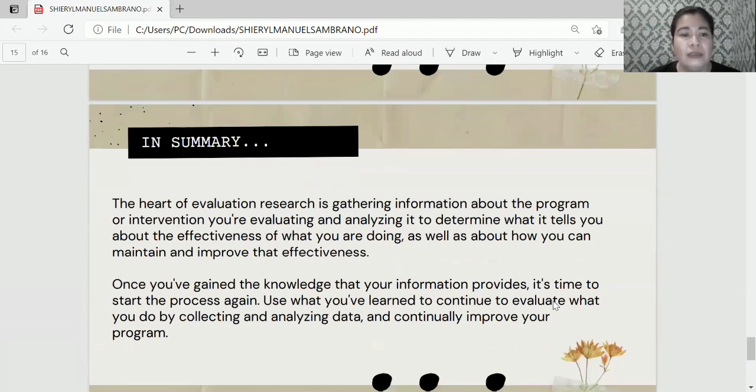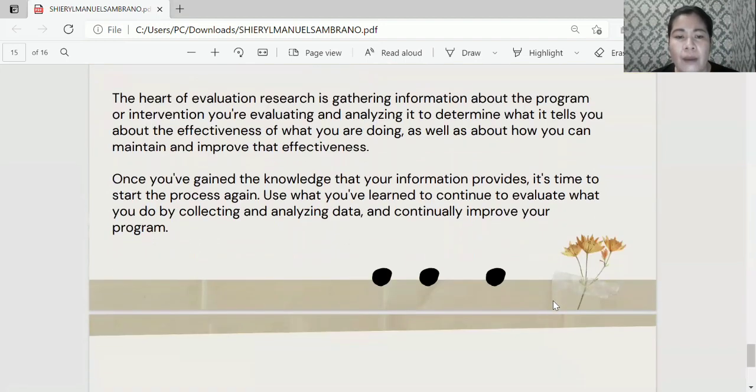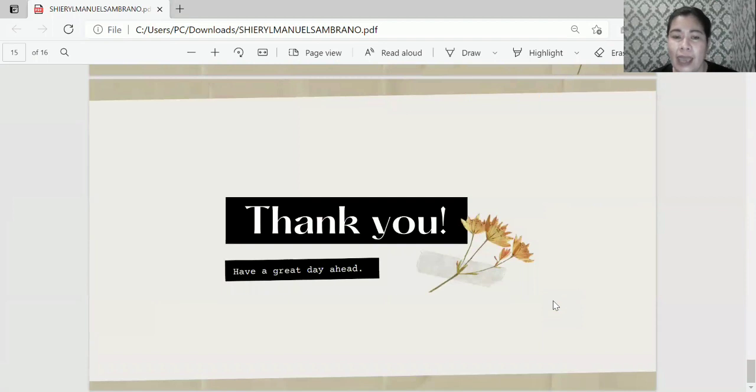In summary, the heart of evaluation research is gathering information about the program or intervention you're evaluating and analyzing it to determine what it tells you about the effectiveness of what you are doing, as well as about how you can maintain and improve that effectiveness. Once you've gained the knowledge that your information provides, it's time to start the process again. Use what you've learned to continue to evaluate what you do by collecting and analyzing data and continually improve your program. So that is the end of my report.